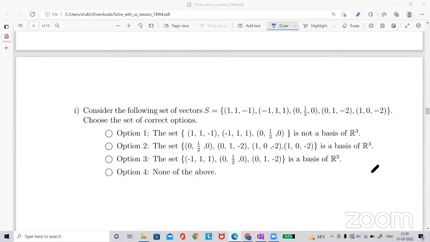Hello, sir. In option 2, we can remove... One by one, I can speak. I'm listening to all of you. Sir, in option 2, we can remove vectors which are a linear combination of others.